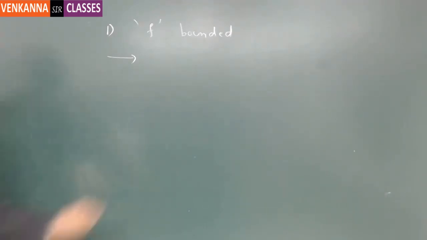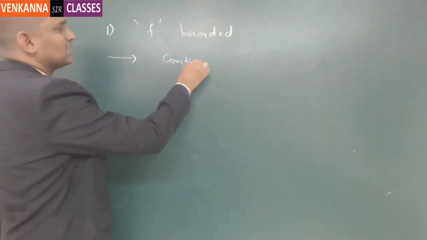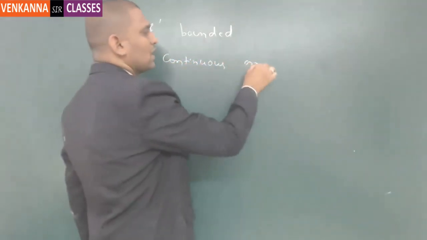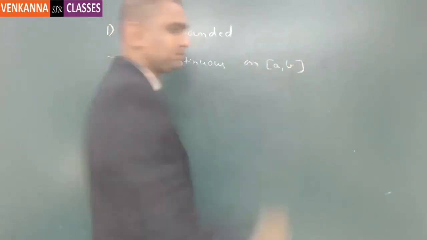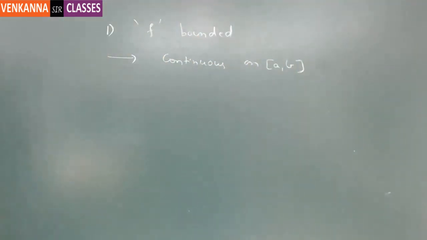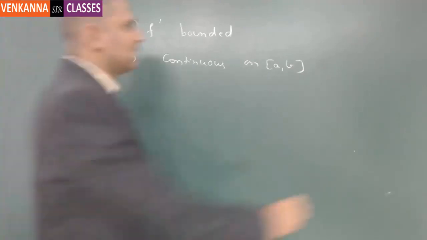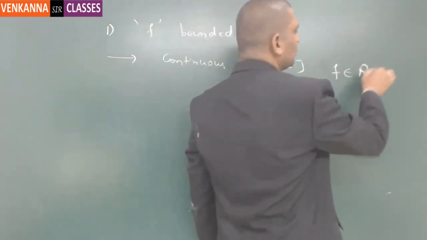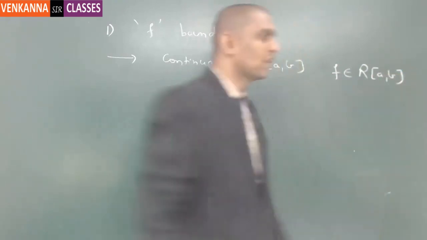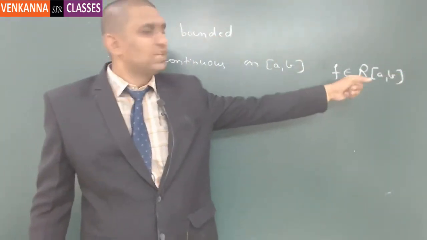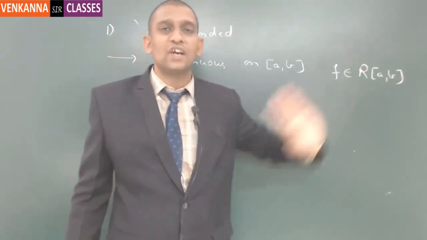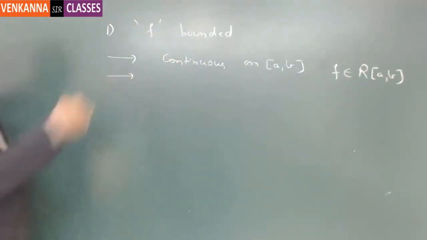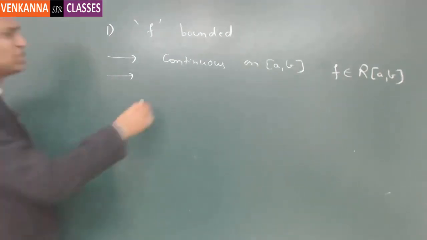So one thing is, if the function is continuous on the closed interval AB, so I have a function on the closed interval AB. If I know, or if I prove, that the function is continuous on the interval, then it is Riemann integrable. So symbolically, we will write it as f belongs to R of AB. So R stands for Riemann integrable. So f is Riemann integrable on the closed interval AB. Another useful result is the function should be monotone.